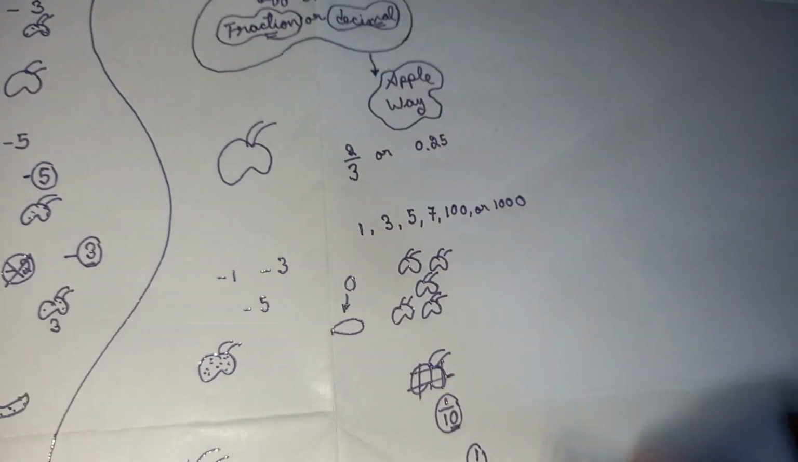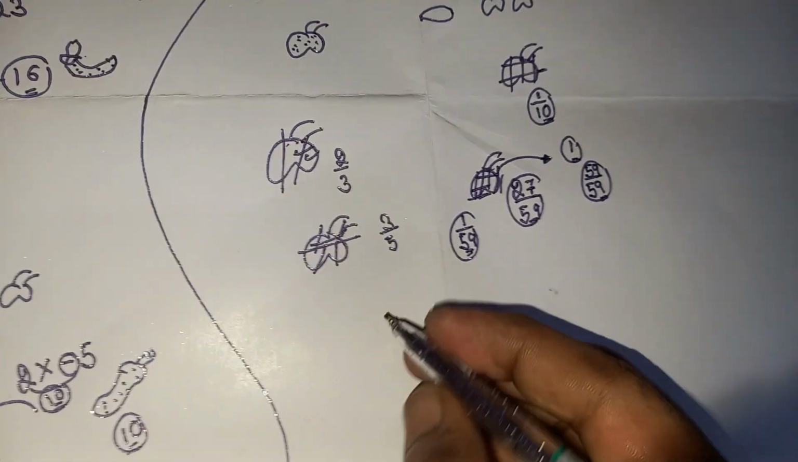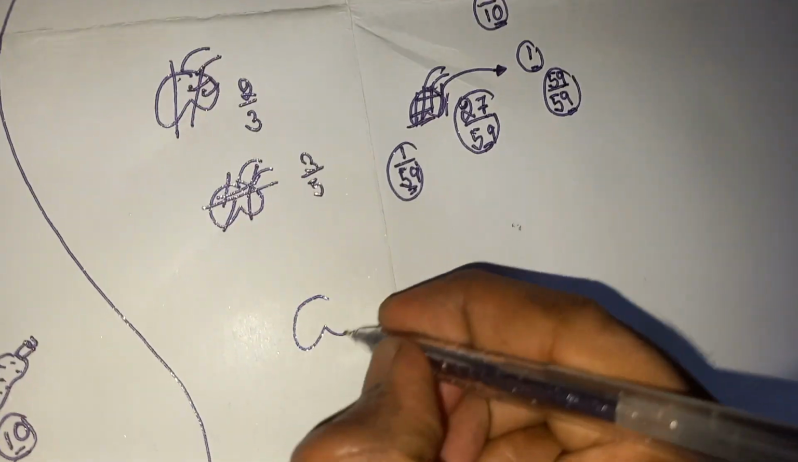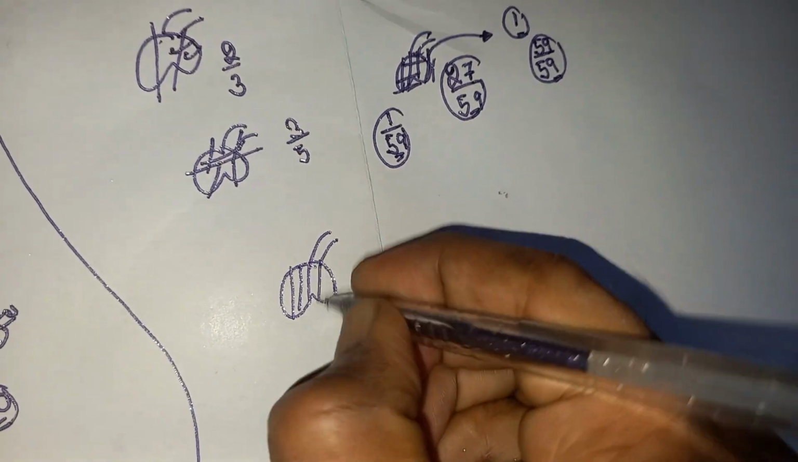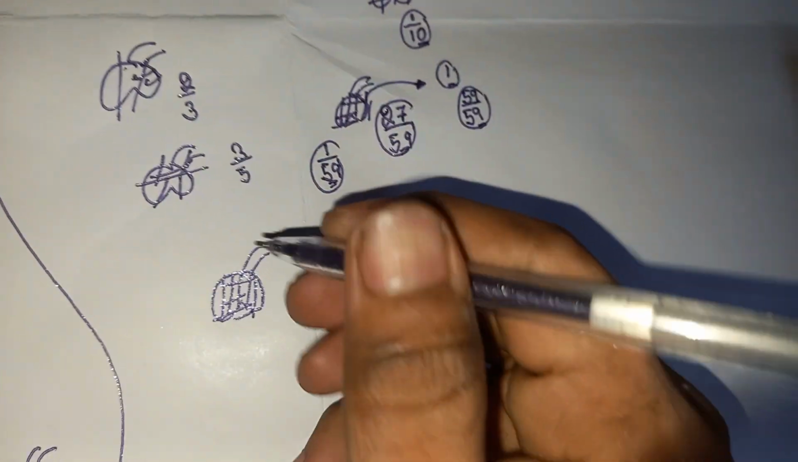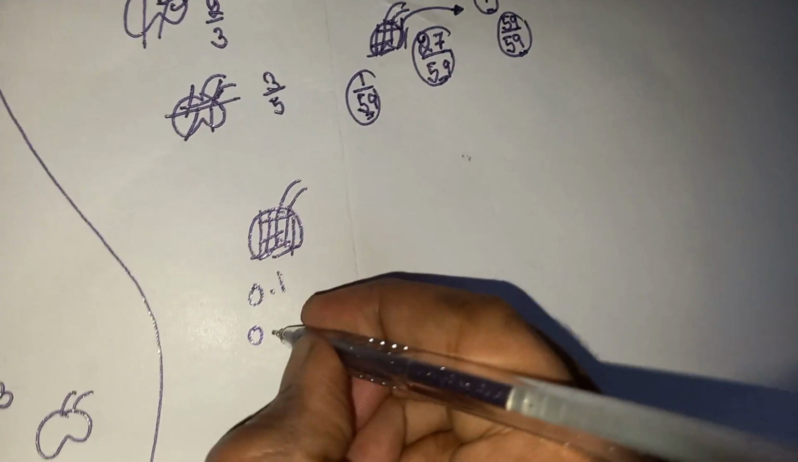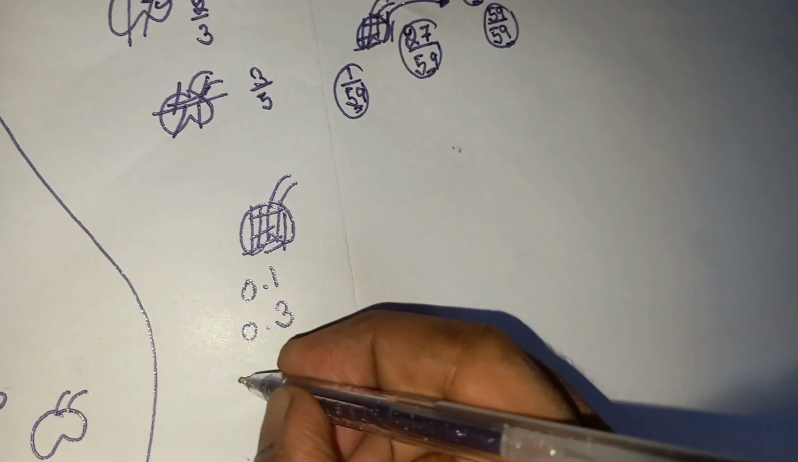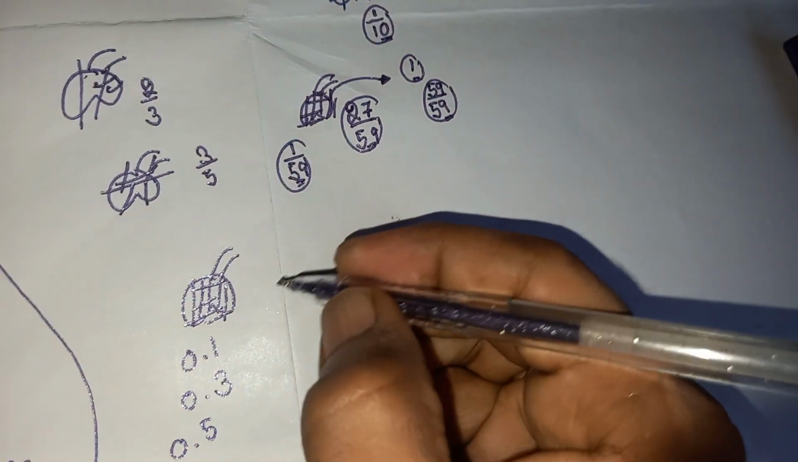And now I'm going to tell how decimal exists. Decimal exists if you divide the apple in exact symmetrical places. Means you must divide the apple in exactly 10 pieces. So in 10 pieces, if you take one, it's going to become 0.1. If you take 3 pieces, it's going to become 0.3. Or if you take 5 pieces of a single apple, it's going to become 0.5.